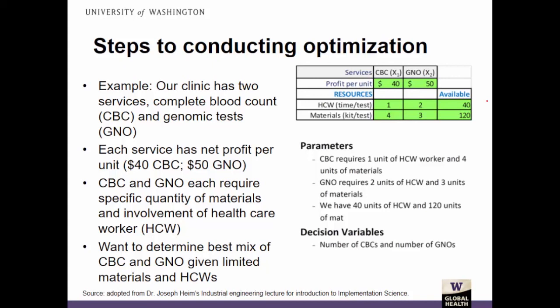Again, this is just an example. We could change the outcome to not be profit, but the number of patients seen in a day, or the number of patients with blood pressure below a certain threshold, or any quantitative element we might want to maximize or minimize. Remember that. So the purpose of this is we want to determine the best mix of how many CBCs and GNOs we're going to do, given our limited materials and our limited healthcare worker time, right?